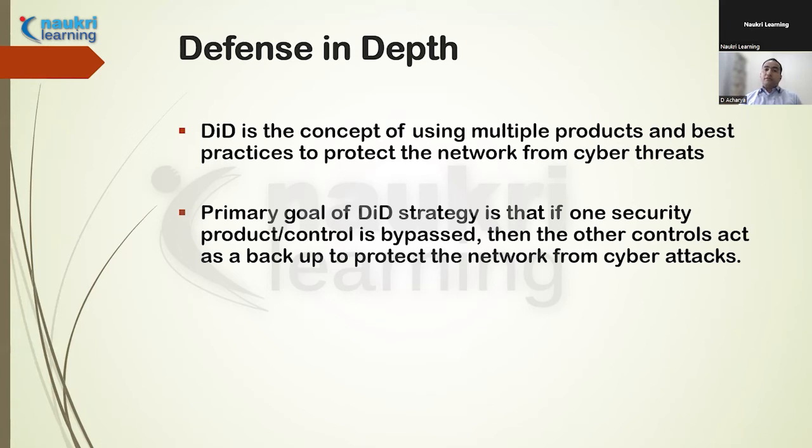The primary goal of the defense in depth strategy is that if one security product or control is bypassed, the other controls act as a backup to protect the network from cyber attacks. So let's say we have three controls. The first control is the first layer of defense. If that fails, we have a second layer of controls, then a third layer as well. The number of layers or controls will vary from organization to organization.